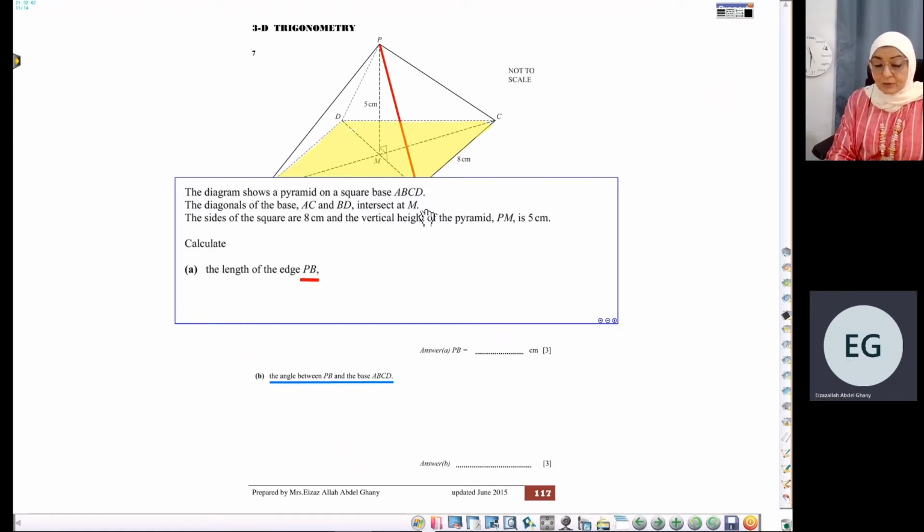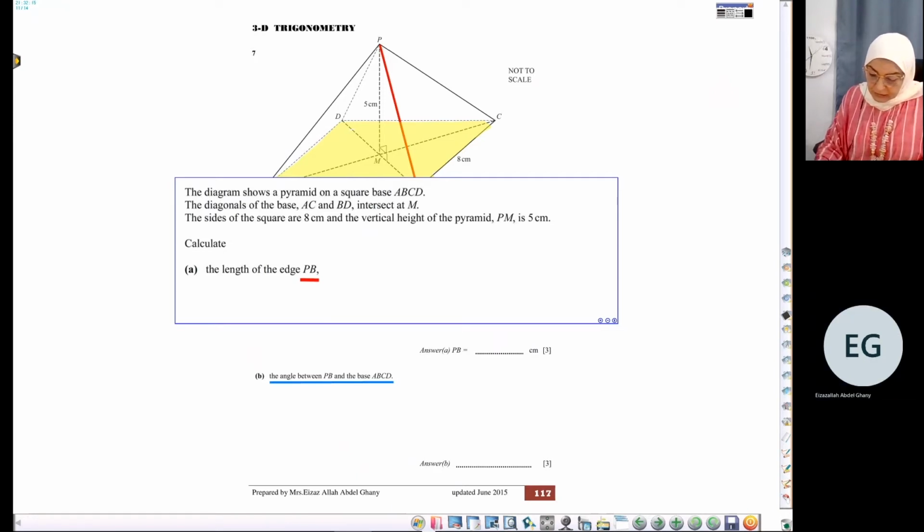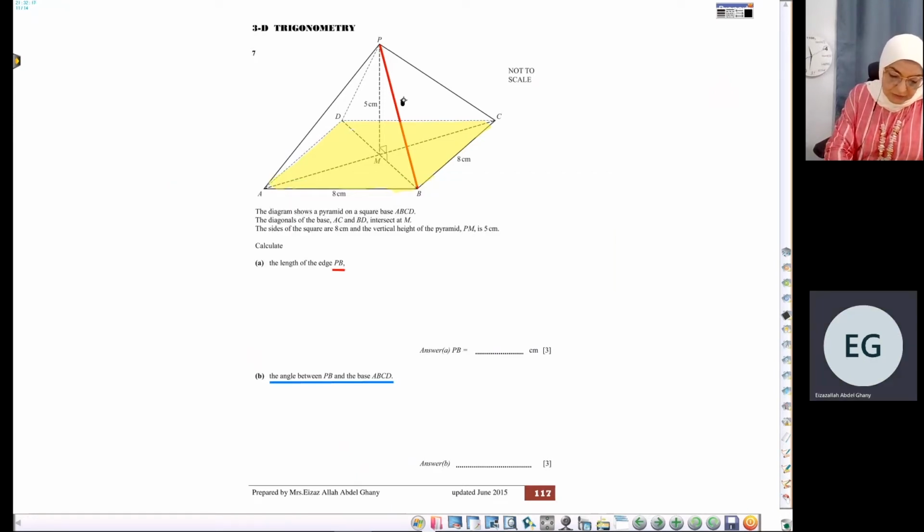I need the point of intersection. The sides of the square are 8 centimeters, and the vertical height of the pyramid PM is 5 centimeters. Calculate the length of the edge PB. So this is the edge PB. I'll write a question mark here.